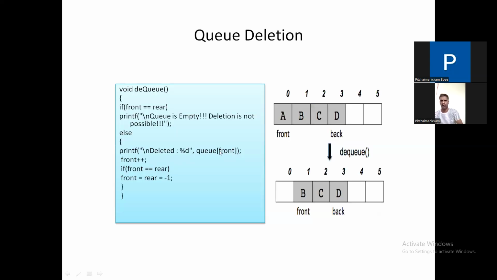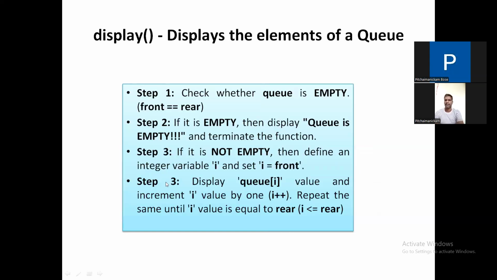Another look at queue deletion. How are we going to delete an element? The dequeue is an operation, and this represents the deletion process. We need to check if the front is equal to the rear. If so, the queue is empty, so it is difficult to delete an element. Next is the else part: here we need to increment the pointer, that is, delete queue of front, and front plus plus means we increment the front value by 1. If front is equal to rear, we set both to -1. So this is the way we delete an element.